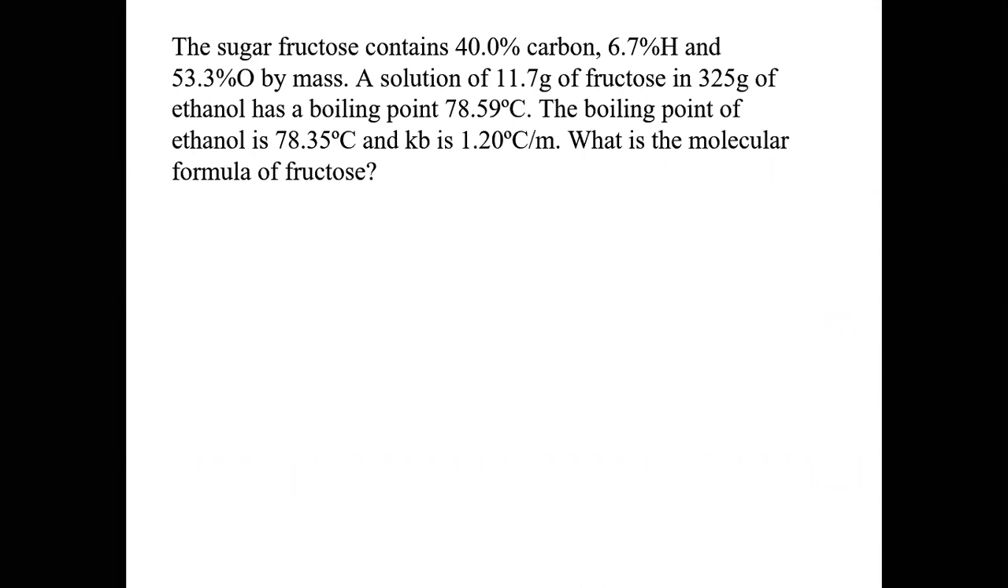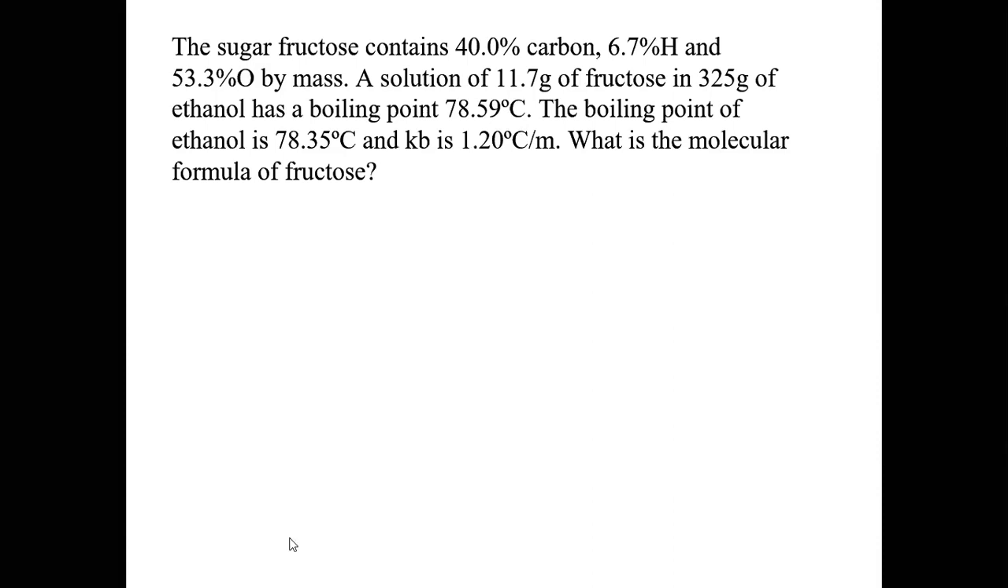So here we have a sugar. Fructose contains 40% carbon, 6.7% hydrogen, and 53.3% oxygen by mass. A solution of 11.7 grams of fructose and 325 grams of ethanol has a boiling point of 78.59 degrees Celsius. It tells us the boiling point of ethanol is 78.35 degrees Celsius and the KB is 1.2 for ethanol. What's the molecular formula of fructose?